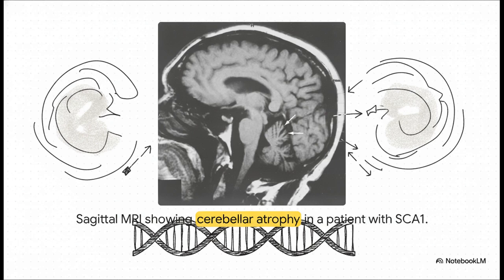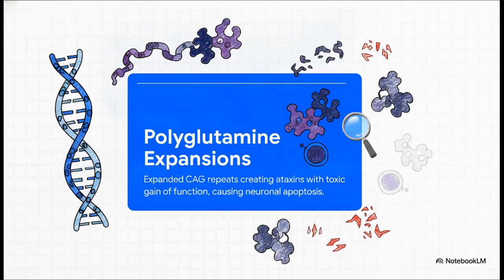But what's actually causing this massive structural damage? To answer that, we have to zoom way down to the molecular level. For SCA1, and honestly a lot of these dominantly inherited SCAs, the culprit is something called a polyglutamine expansion. It's basically a genetic stutter. The DNA has these expanded CAG triplet repeats, and since the sequence CAG codes for the amino acid glutamine, this stutter produces proteins, called ataxins, that have abnormally long tracks of glutamine attached to them.